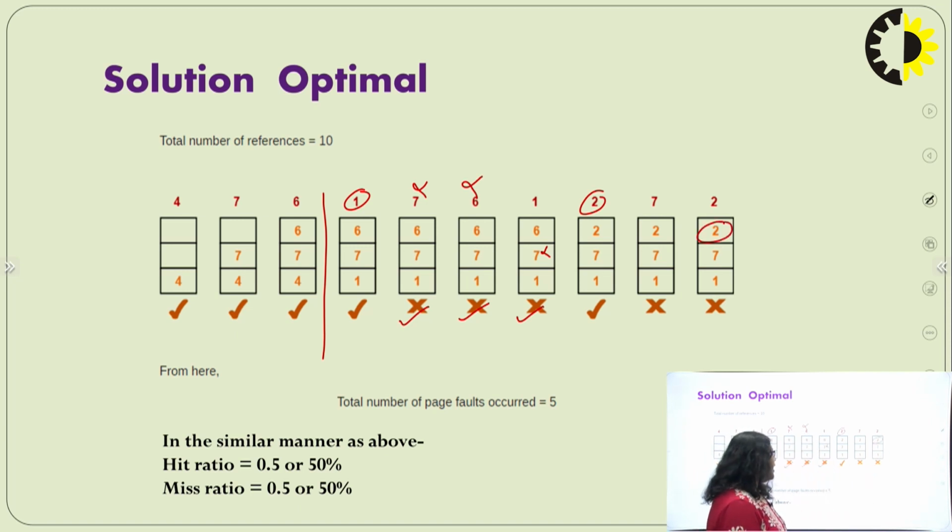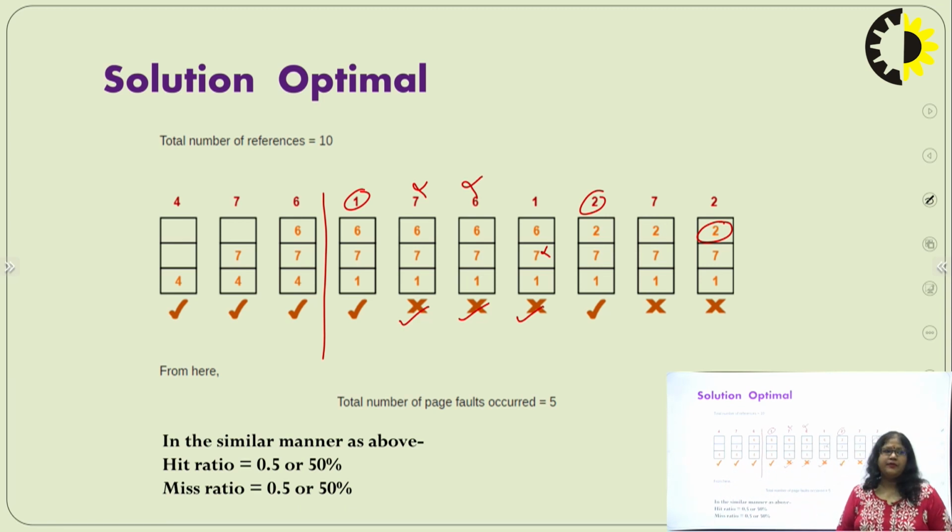So this is the optimal algorithm for page replacement. In this particular example, we have 1, 2, 3, 4, 5 hits, so 50% is the hit ratio and 50% is the miss ratio.